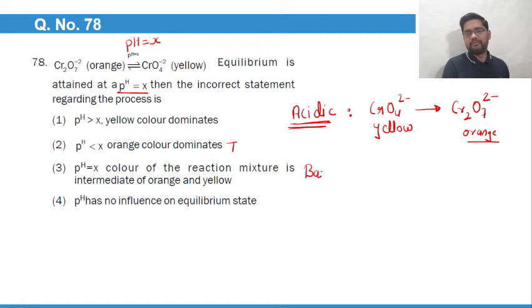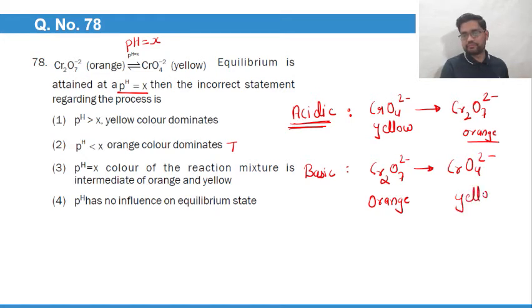In basic medium, it is exactly the opposite. That is Cr2O7 2-, which is orange, gives you CrO4 2-, that is yellow. So that means at pH greater than X, yellow dominates. Okay, when pH is equal to X, the color of the reaction mixture is intermediate between orange and yellow.